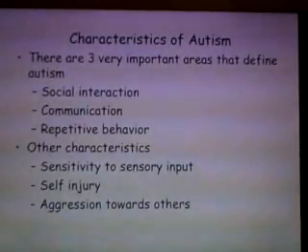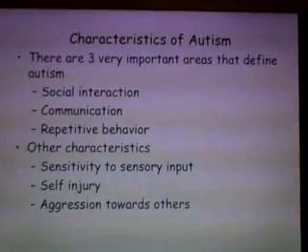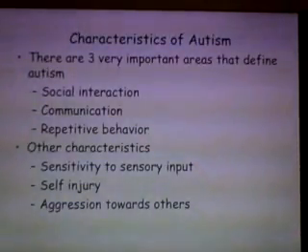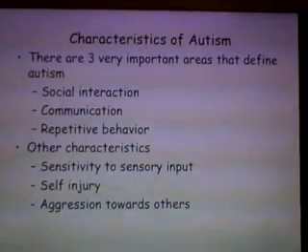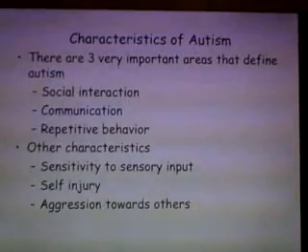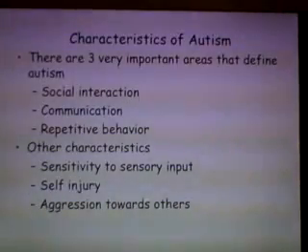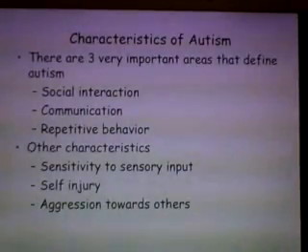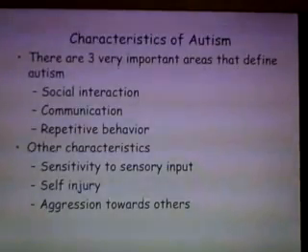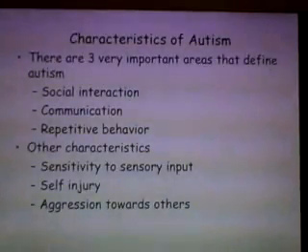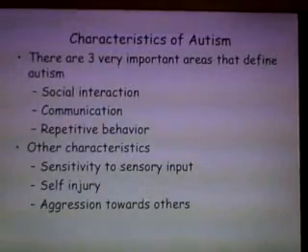Characteristics of autism. There are 3 very important areas that define autism: social interaction, communication, and repetitive behavior. Examples of social interaction are normal attachments to parents, family members, or caregivers do not develop, and eye contact is not initiated or maintained. Examples of poor communication abilities are functional language is not acquired fully or mastered, and conversations are not maintained. Examples of repetitive behavior are aspects of daily routine can become ritualized, and obsessive and compulsive behavior is frequently displayed. Other characteristics are sensitivity to sensory input, self-injury, and aggression towards others.